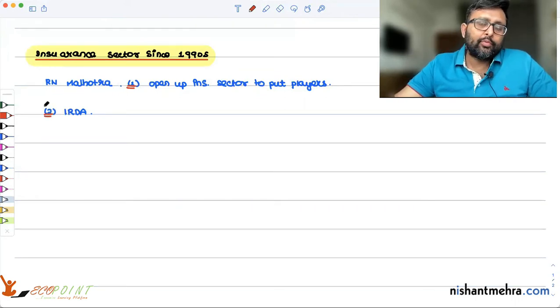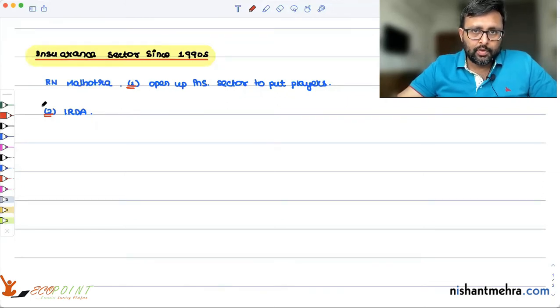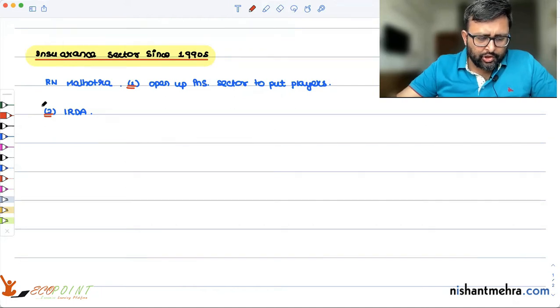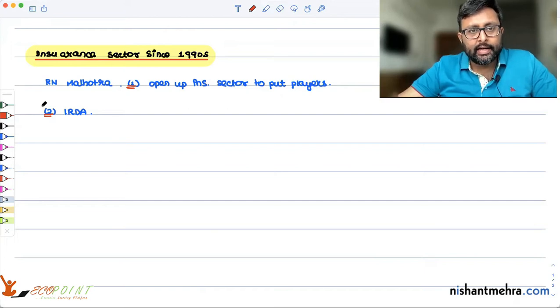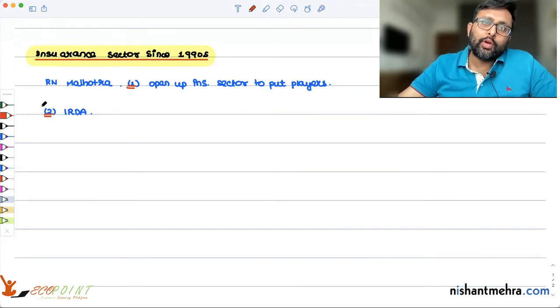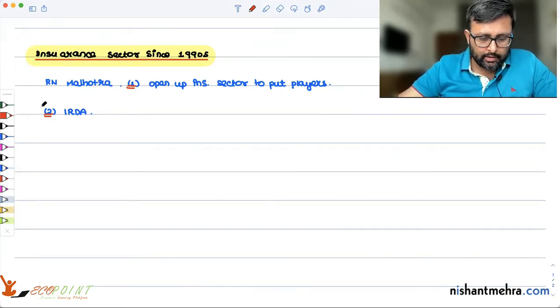And the moment IRDA was set up, there was a monopoly of the public sector earlier in the insurance sector. There was a monopoly of LIC, and there was general insurance in the insurance sector. Now, with the enactment of the IRDA Act 1999, this monopoly was broken. Now other private players could also enter into the insurance sector. And let us just talk about a few statistics.